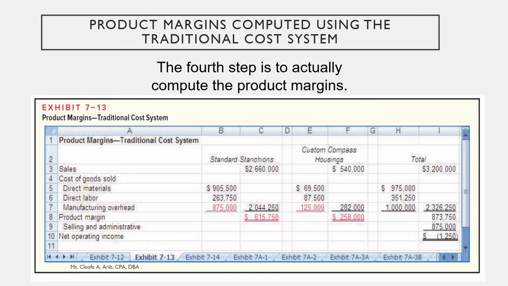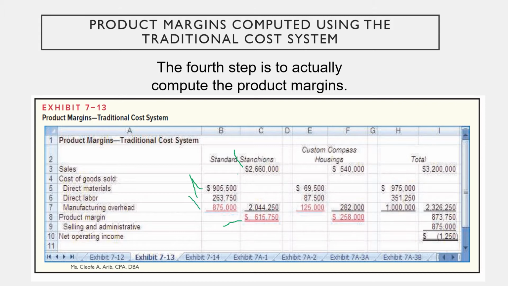For the last step, let us compute your product margin. So we have computed that the product margin for standard stanchions is 615,750. Paano na-compute yan? Your sales is 2,660,000. And then, your cost of goods sold are as follows, 905,500. Yun yung kanyang direct materials, direct labor niya na 263,750. And then, yung inallocate mo na manufacturing overhead na 875.